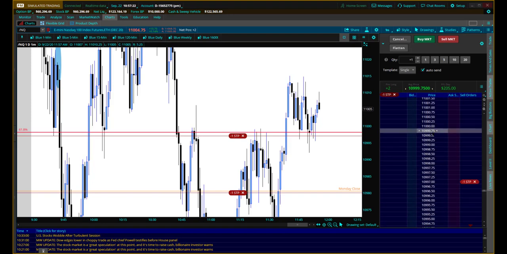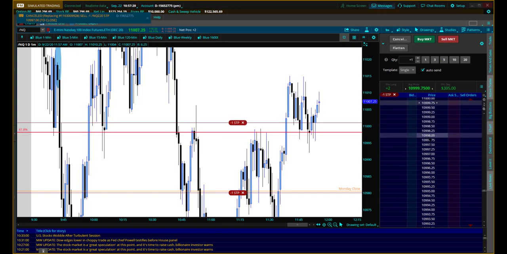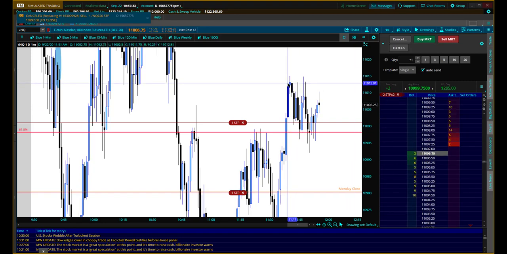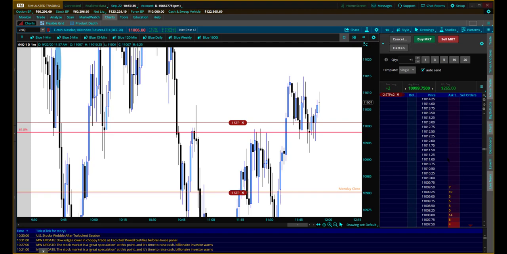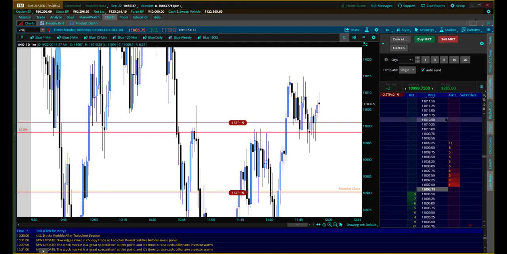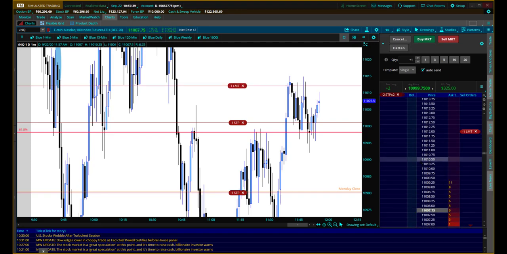So there's my break even. I'm going to bring my stop up just barely above that break even. I still don't want to get too close, right? And the target is up here. So we're going to put in an exit order at 12. So we'll just reach up there and put on an exit order.